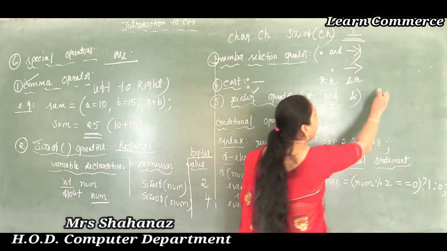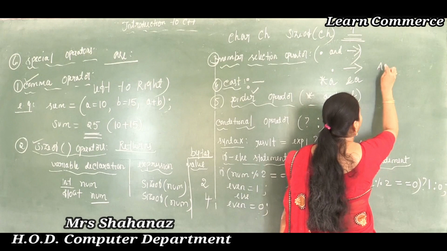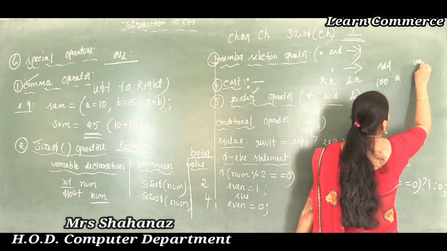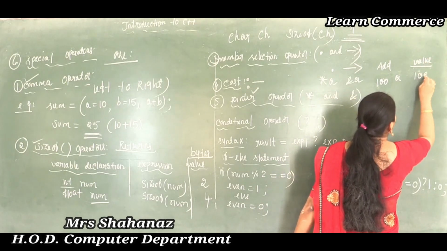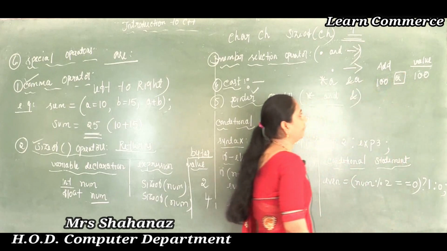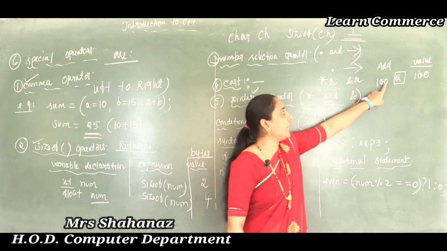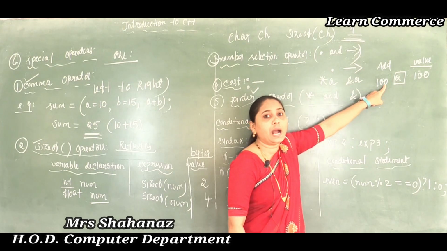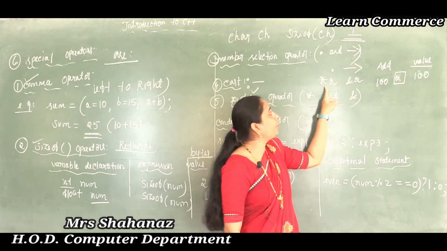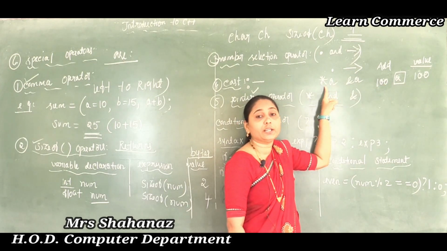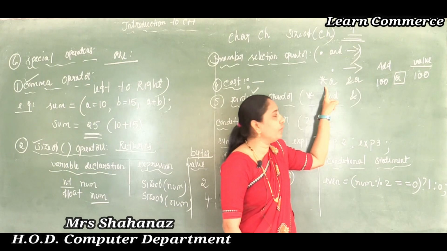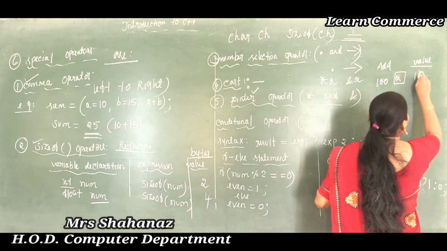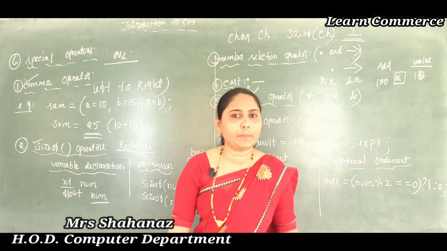For example, the address of a is 100, and it contains the value, and this is called the variable name here. So if you are using ampersand a, it provides the address of the variable a. The address of the variable a is 100, correct? Or pointer a, that means it gives the value of the variable a. The value of the variable, let's say the value of the variable is equal to 10.